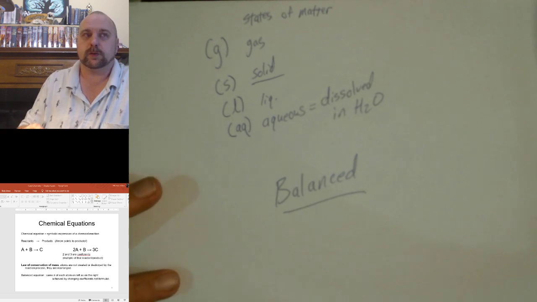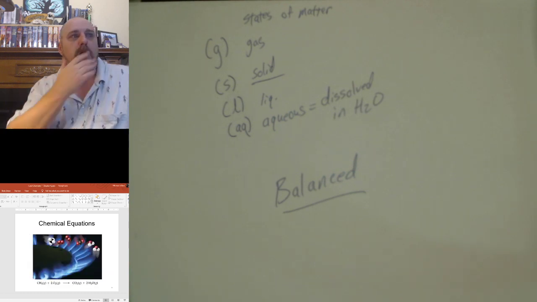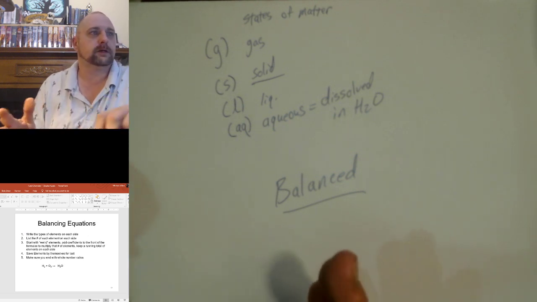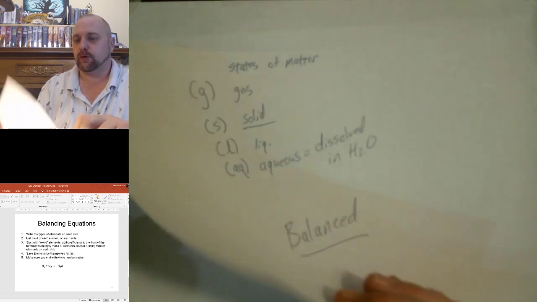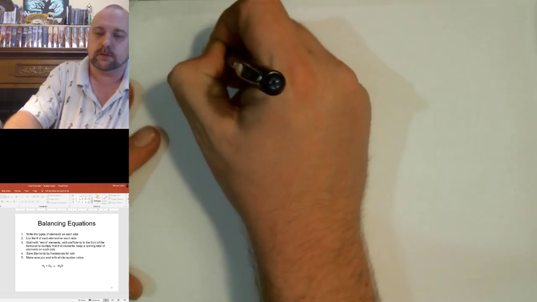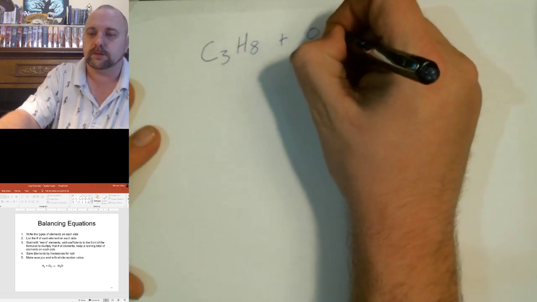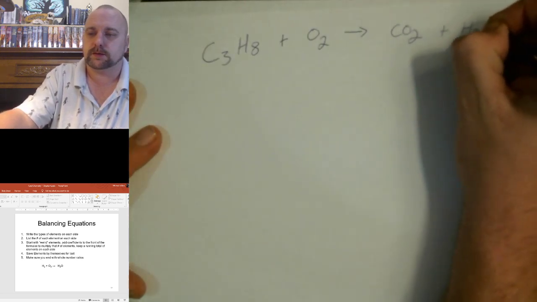And balancing an equation can be a little overwhelming at first. So trying to balance an equation, I've listed out a bunch of steps in it, but it's really going to become something that you want to practice and get a feel for. So let's get an example here. C3H8 plus O2 goes to CO2 plus H2O.